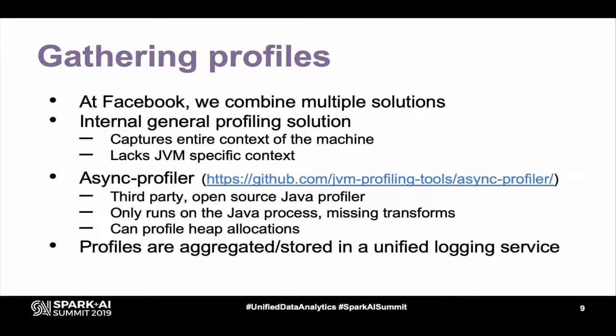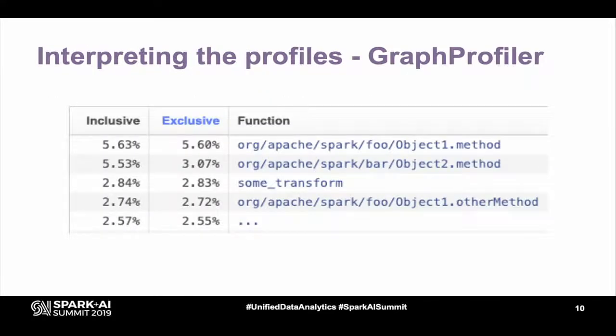And like I mentioned, we take these profiles and then we aggregate them in Scuba, our unified logging service, which allows us to very quickly query and look at the data, slice and dice it in a lot of different ways. So now let's talk about how we actually view this data. The first one is kind of our general bread and butter where we'd go to try and find some areas to optimize. We call it the graph profiler internally.